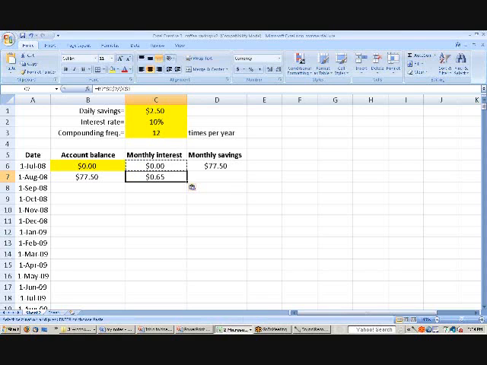And it says that we earned 65 cents of interest in August. So that's 1 month's interest at a rate of 10% on an account balance of $77.50. And there you can see the formula. It's the account balance, B7, times the interest rate, C2, divided by the compounding frequency, C3.